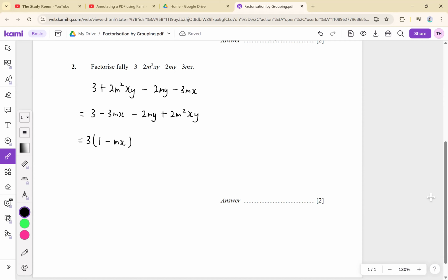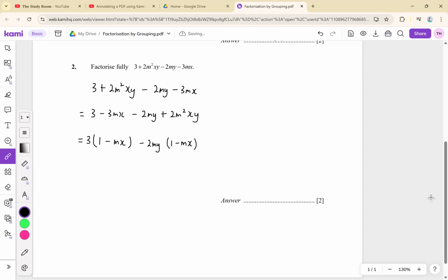Now you can try the way that I taught you. Since we need a common factor after the first step to proceed, we just put it here first. Then we ask ourselves the reverse question. 1 times what will give me negative 2my? It's quite obvious it's going to be negative 2my. Then you go and check: negative 2my times negative mx, do you get positive 2m squared xy? We do, so this shows that we have done it correctly already.